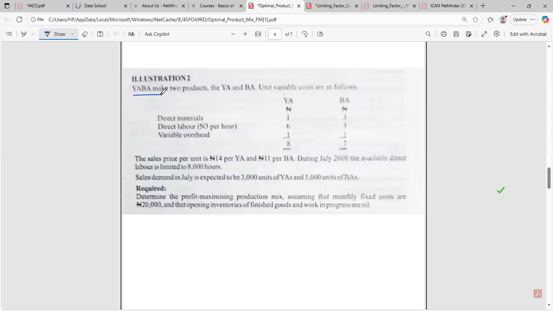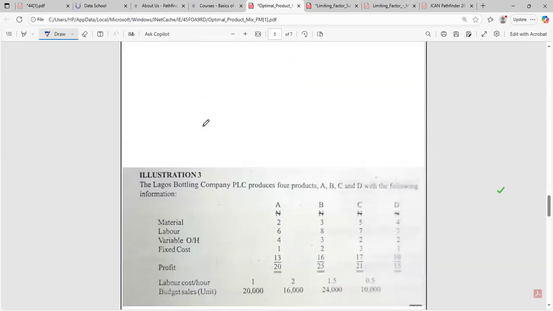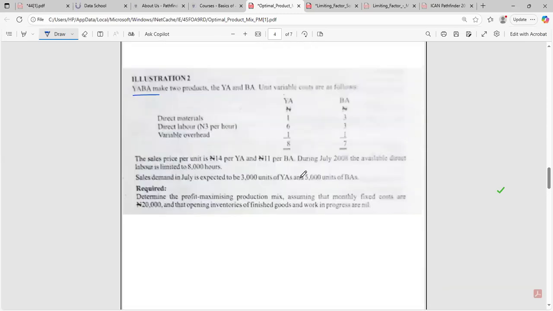I'll solve for Yaba quickly, and that will be the last I'll be solving in this material. So Yaba makes two products, the Ya and the Ba. Okay, so there are two products. I've told you before, there must be more than one product.